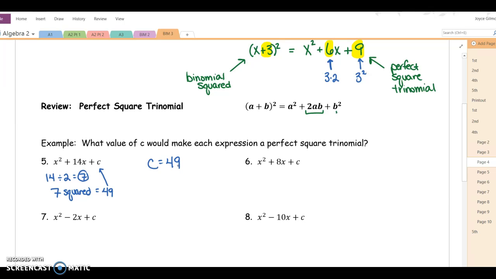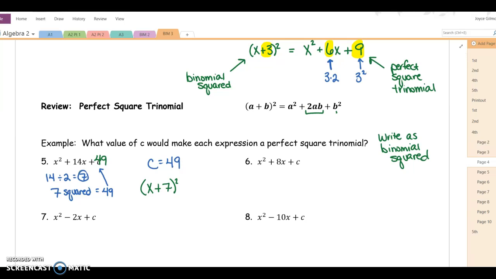Your assignment is then going to also ask you to write the expression as a binomial squared. Basically, that means if this c was really 49, what would that expression look like if you factored it? And the key is that 7 that I circled. So the factored form would be x plus 7 squared. So on your assignment, you'll need to do both of these things. Figure out what c is, and then write it as a binomial squared.